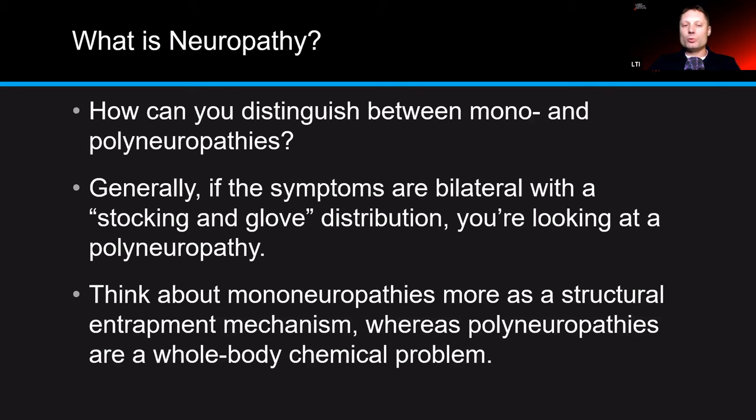Think about your mononeuropathies more as a structural entrapment problem, typically, whereas your polyneuropathies are a whole body chemical issue. For example, probably the most prevalent polyneuropathy is diabetic neuropathy. We don't have a nerve entrapment in that case. In that case, we have nerve damage to multiple nerve sets. Whereas with, again, our carpal tunnel syndrome example, you've got a compressive disorder happening within the carpal tunnel itself that's pushing on that median nerve.